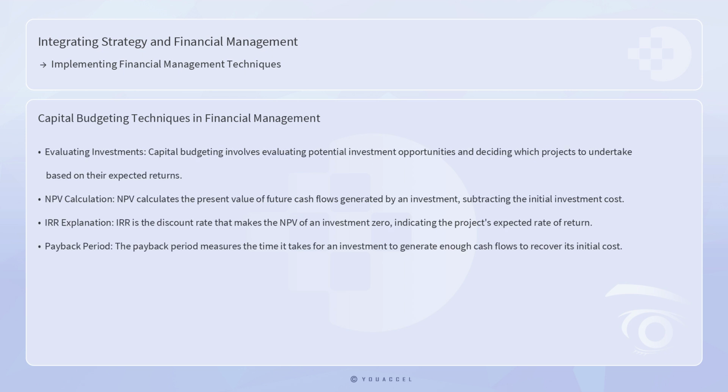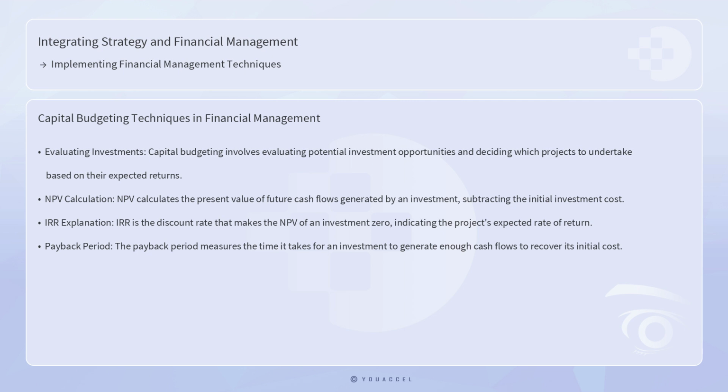Capital budgeting is another essential technique in financial management. Capital budgeting involves evaluating potential investment opportunities and deciding which projects to undertake based on their expected returns. According to Brealey, Myers, and Allen, capital budgeting techniques such as net present value, internal rate of return, and payback period are used to assess the viability of investment projects.